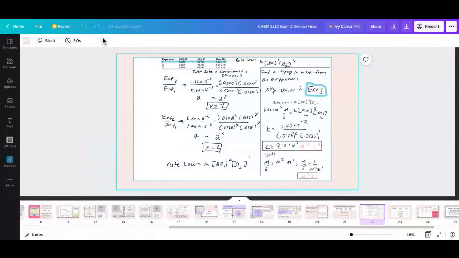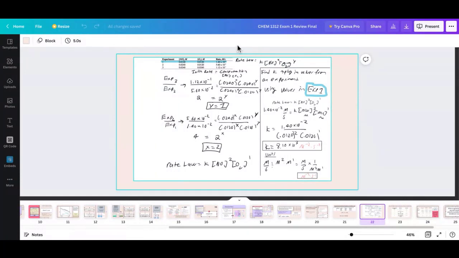For example, for the first one, I notice if I look at experiment 3 and experiment 2, the NO concentration is the same. And so on the right here, the NO2 concentration is the same. And so when I look at the y here, or the O2, the oxygen, I notice that they're not the same. And that's going to give us a hint on how we solve for it.